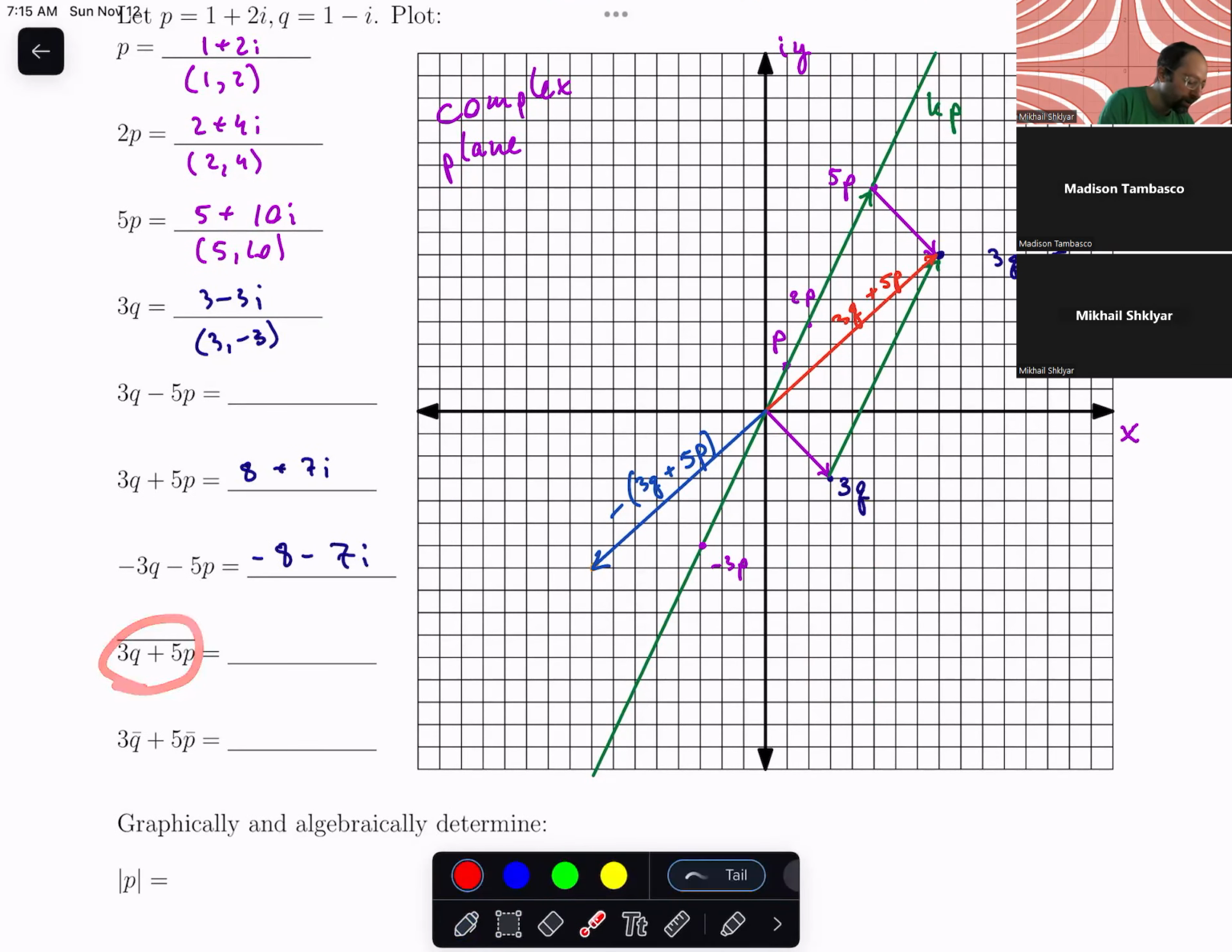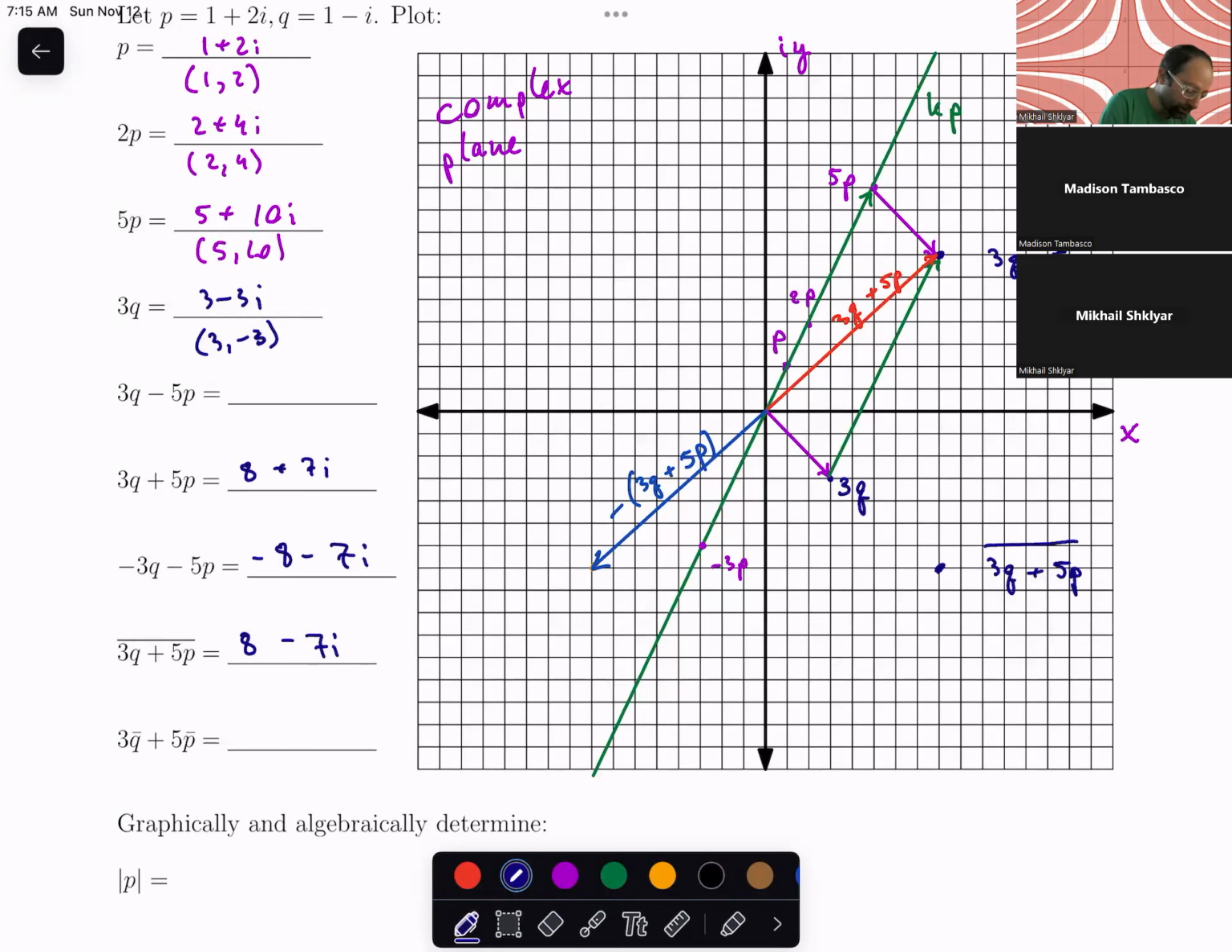All right. Now, what is the conjugate of 3q plus 5p? Essentially, conjugate means you take the imaginary part and switch its sign. So the conjugate would be 8 minus 7i. Let's see what it looks like graphically. The real part 8 stays the same, but the 7i, which was positive, now becomes negative, right? So the number is going to be in the same location horizontally, but vertically it's going to get reflected. So this is 3q plus 5p bar, the conjugate of it.